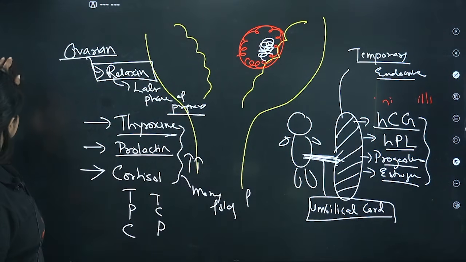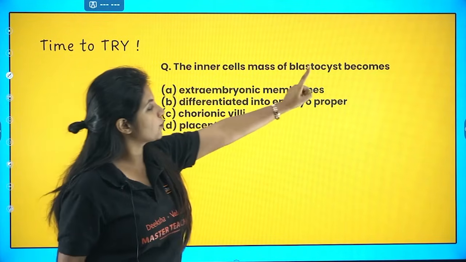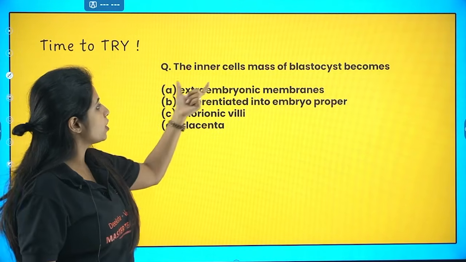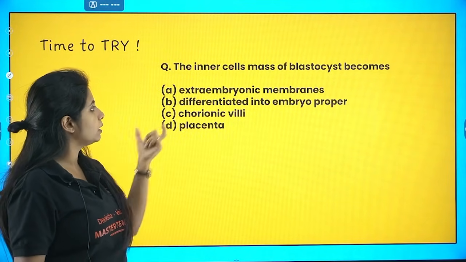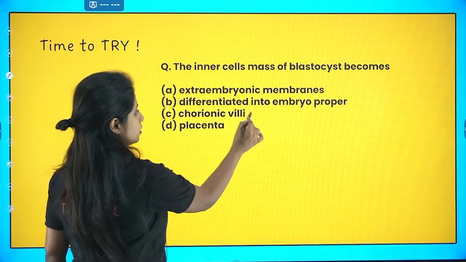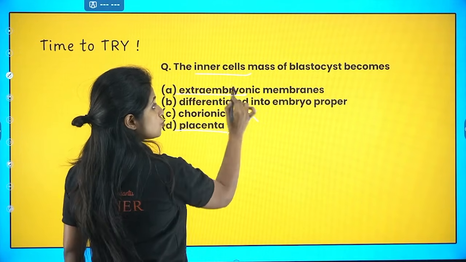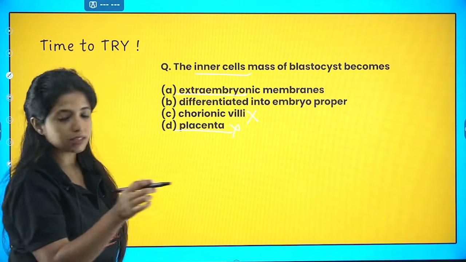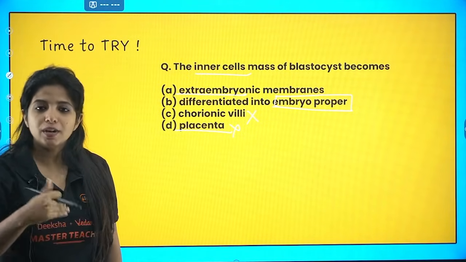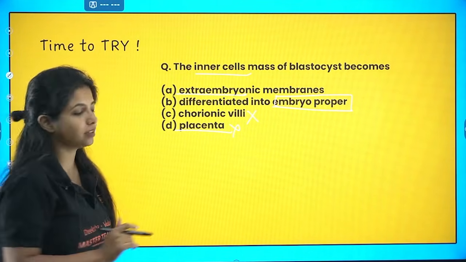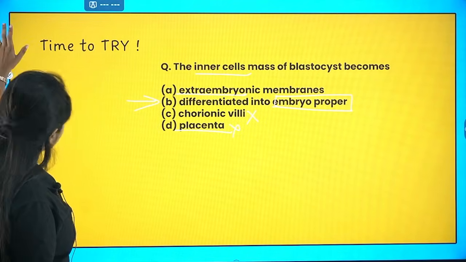Okay. Fine. So, inner cell mass of the blastocyst becomes what? Extra embryonic membrane, differentiated into embryo proper, chorionic villi, placenta. It is obviously not forming the chorionic villi. Inner cell mass is not the placenta, not the extra embryonic membrane. Apart from the embryo, nothing else. It is differentiated into embryo proper, the actual embryo. So your answer for this question is going to be B. Again, a KCET question.